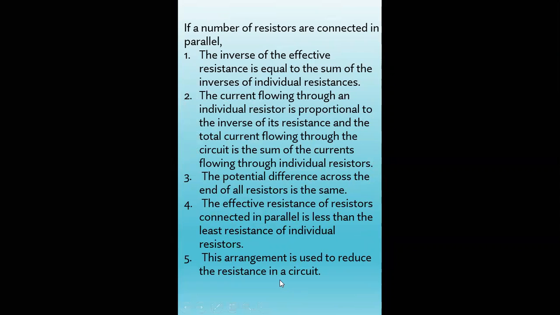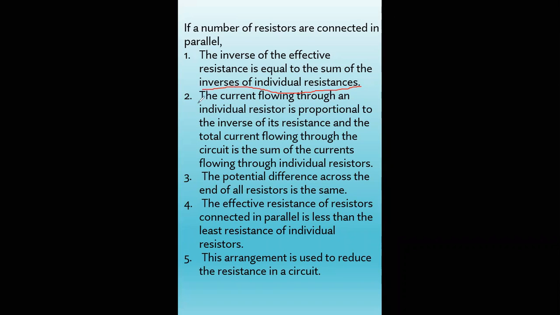Now these five points again you have to remember for the parallel. The inverse of the effective resistance is equal to the sum of the inverses of the individual resistances. The current flowing through an individual resistance is proportional to the inverse of its resistance, and the total current flowing through the circuit is the sum of the currents flowing through the individual resistors. The potential difference across the ends of all resistors is the same. The effective resistance of resistors connected in parallel is less than the least resistance of an individual resistor. And the last point, the arrangement is used to reduce the resistance in a circuit. So these are the important points you have to remember.